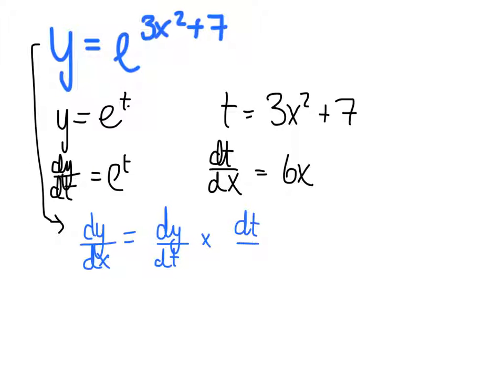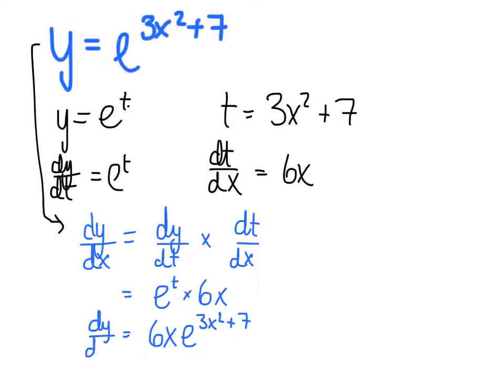Using the chain rule, then we know that dy by dx is dy by dt multiplied by dt by dx. So that is e to the power of t multiplied by 6x. And obviously we're going to write that out a little bit nicer. That's 6x e to the power of 3x squared plus 7. And that is dy by dx. So we just used that new rule that the derivative of e to the x is e to the x, whatever the variable is.